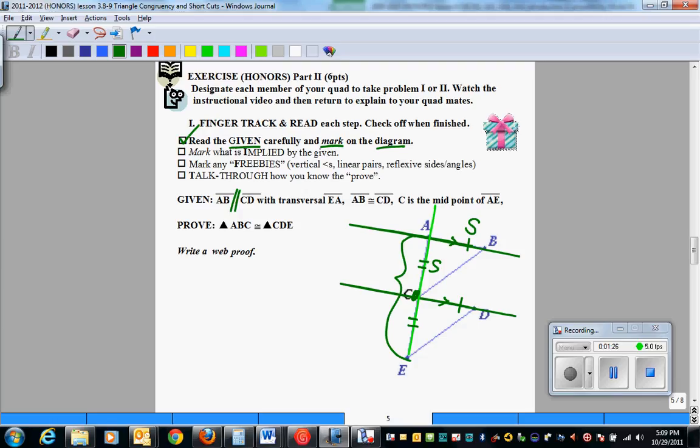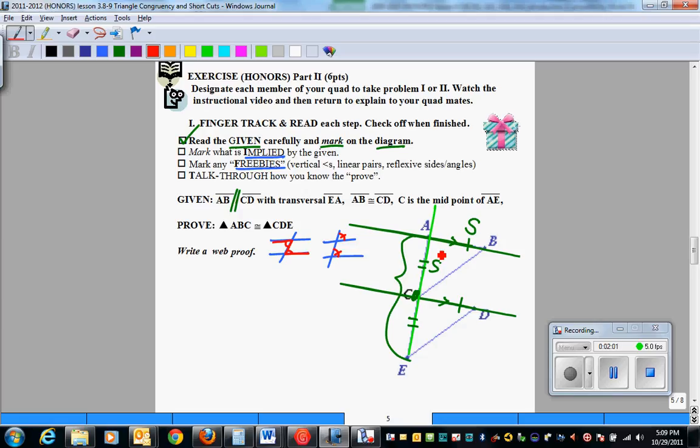Now we're going to mark freebies and mark what's implied by the given. Freebies, we're looking for linear pairs, vertical angles, and reflexive sides. There's no reflexive sides or angles here. There's not really any vertical angles, but when you deal with parallel lines, there's a couple key things you want to look for. The most common is alternate interior angles, better known as armpits of the Z. Those are congruent. Another very common one would be corresponding angles. And again, those are congruent.